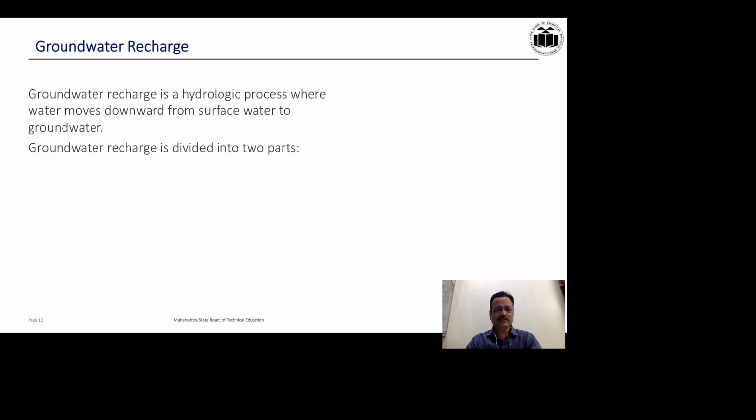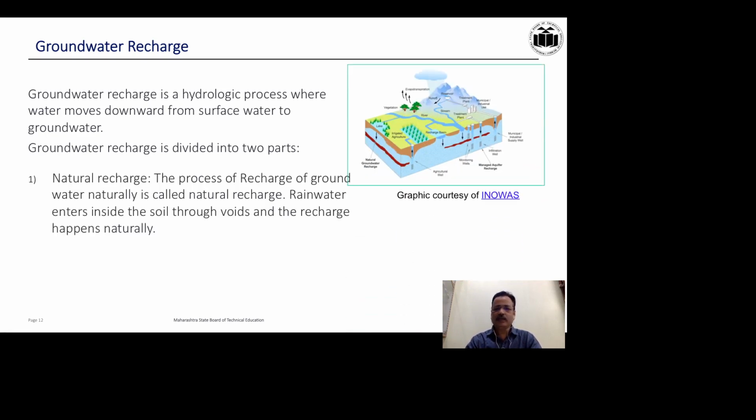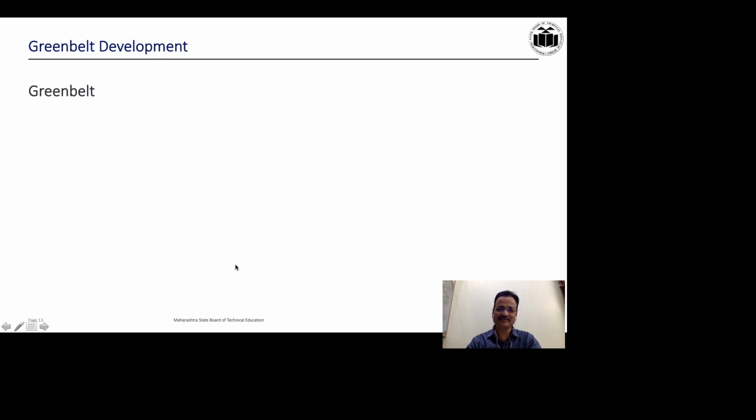Now, second topic, that is groundwater recharge. So what is groundwater recharge? The water from the surface is to be taken to groundwater below the earth's surface. So that is groundwater recharge. It is divided into 2 parts: natural recharge, where recharging is done without human intervention, and artificial recharge, where human intervention is there. We basically obstruct the natural flow of rainwater and make it infiltrate into the groundwater. Whenever natural recharge is not good enough to increase the groundwater level, we go for artificial recharge.